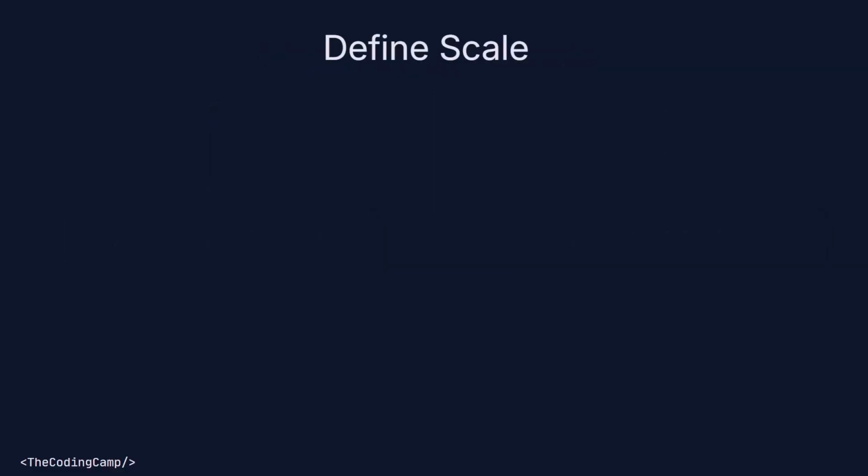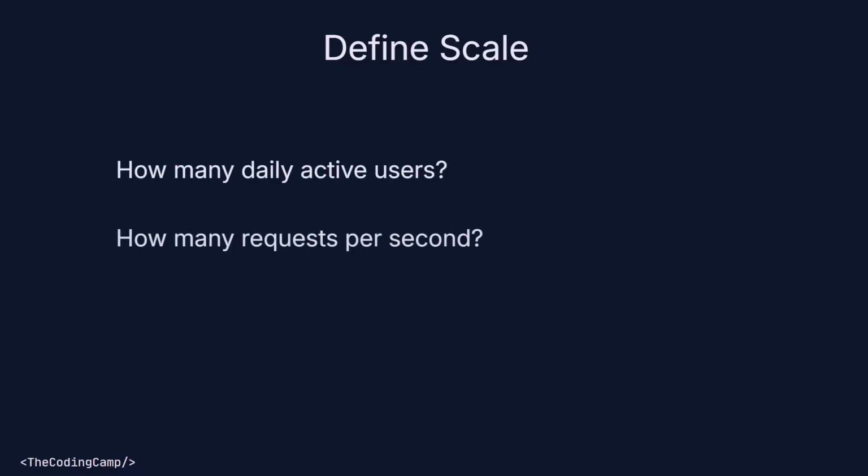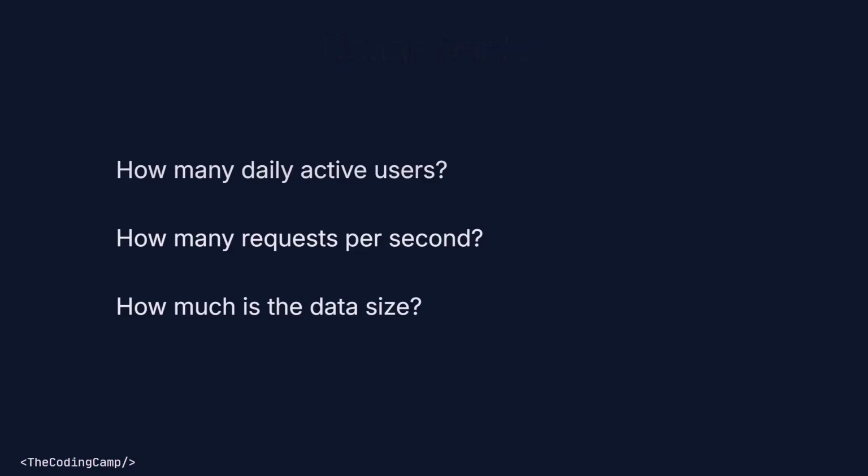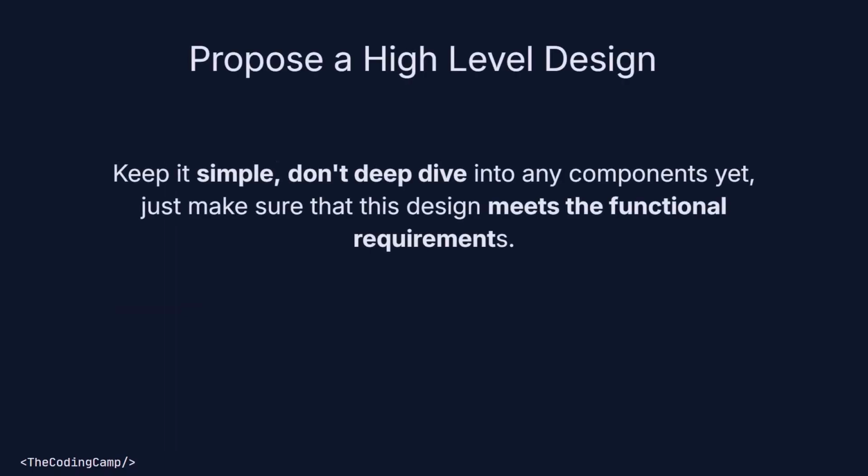The next step is defining the scale of the system. Ask the interviewers questions like how many daily active users, how many requests per second, and how much is the data size. This will affect the decisions you will make later when you design the system. Then propose a high-level design. Keep it simple, don't deep dive into any components yet. Just make sure that this design meets the functional requirements.